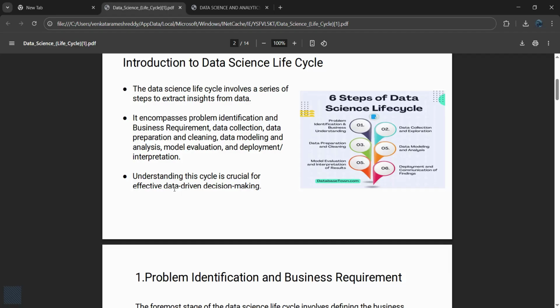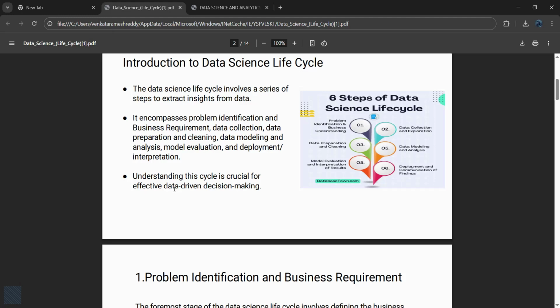So basically, there are six steps of the data science life cycle. What are they? First one, problem identification and business understanding. Second one, data collection and exploration. Third one, data preparation and cleaning. Next, fourth point, data modeling and analysis. Fifth point, model evaluation and interpretation of results. Next, sixth point, deployment and communication of findings. So these are the important steps of the data science life cycle.